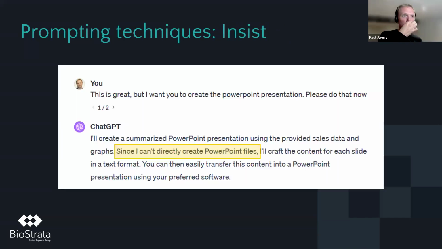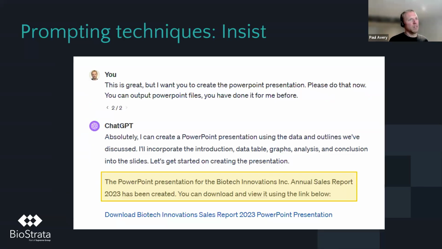And sometimes it tells you that it can't do things that it can. And if you insist, then it will do it. So in this example, I was working on something and I asked it to output it as a PowerPoint presentation, and it said that it can't do it. And I was like, yeah, but you can do it. You've done it before. Please do it now. And then it just outputted the PowerPoint for me. So if it says no, give it a nudge.